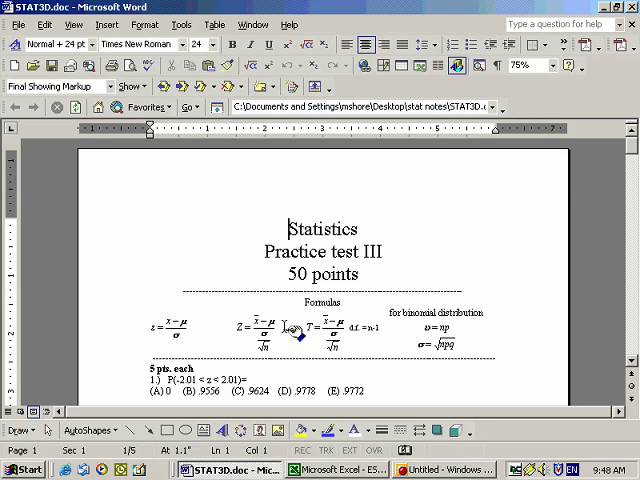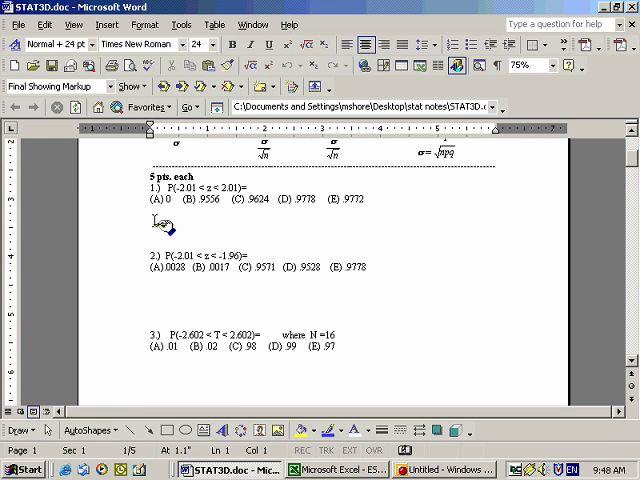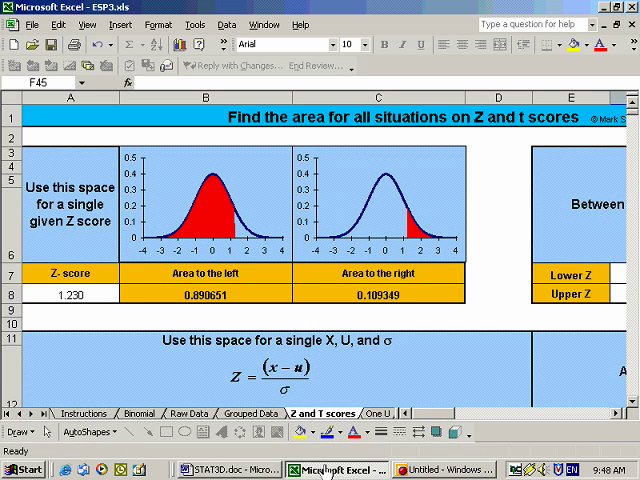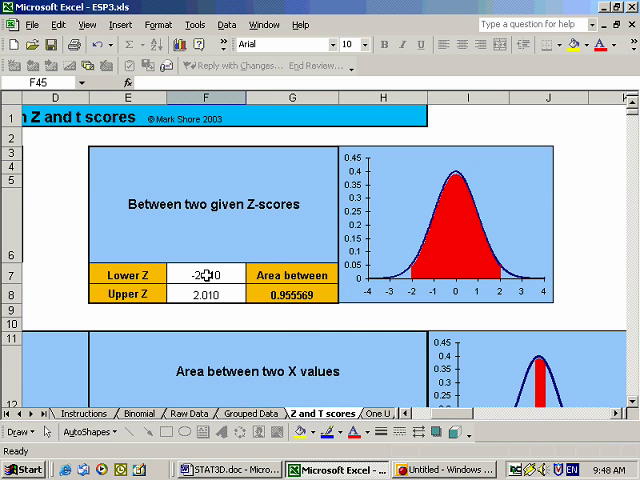Okay, this is the practice test for Chapter 5, and the first question says, what's the probability that z is between negative 2.01 and 2.01? To answer this question, we can just go to the Excel sheet, go to the z and t scores sheet, and it gives you between two z-scores. Just put in your lower z-score here, your upper z-score here, and we'll get 0.955 approximately. That would be your answer to the first problem.